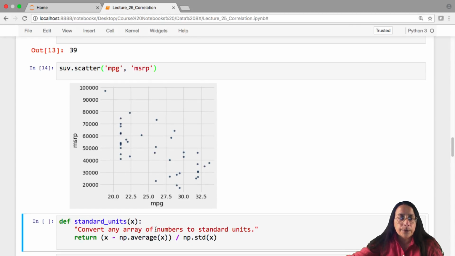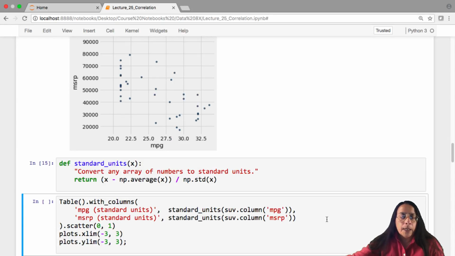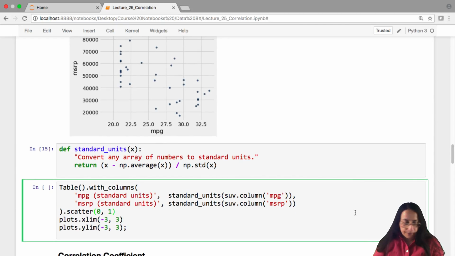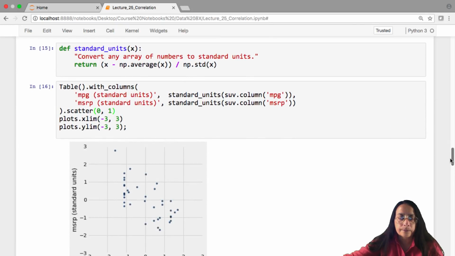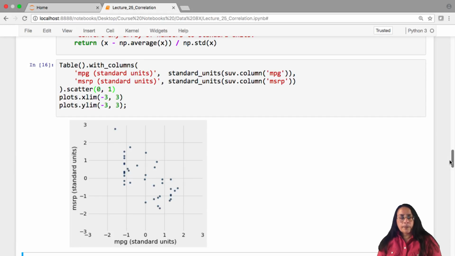Here is the definition of the standard units function, and it takes an array X and converts it to standard units. So it returns the entire array converted to standard units. To convert to standard units, you subtract off the average and you divide by the standard deviation. What we have done in this cell is we have created a table with the fuel economy, miles per gallon, and the retail price, but both in standard units. We have applied the standard units function to the original columns of economy and price. And then we've drawn a scatter diagram which looks pretty much exactly the same as the previous scatter diagram that we had drawn.